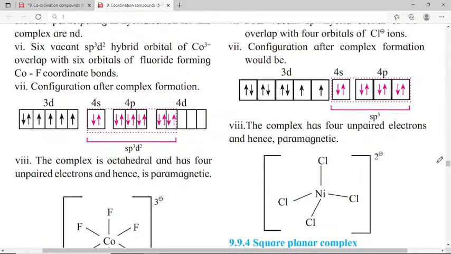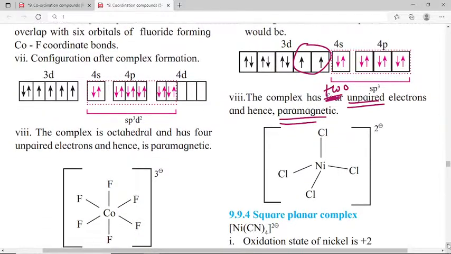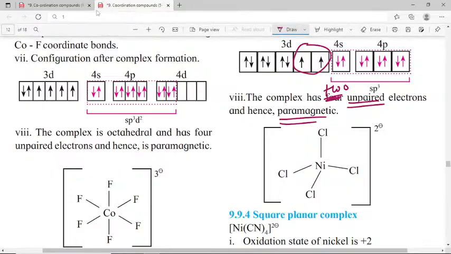Okay, get it? So here there are 2 electrons. So these are 2 unpaired electrons. 2 unpaired electrons, so it is paramagnetic. And then what is the type of shape here? That's tetrahedral. Okay, get it? So it is tetrahedral.